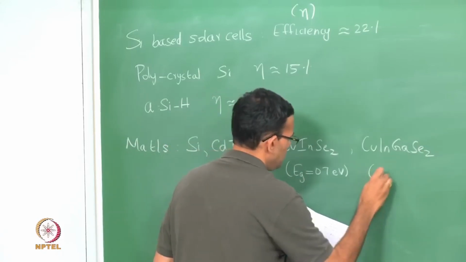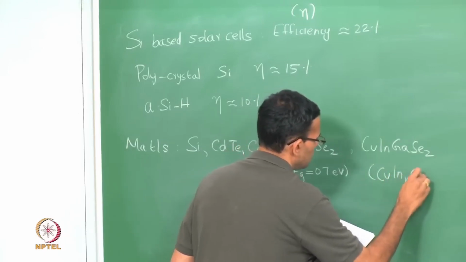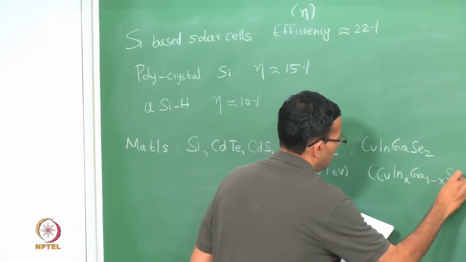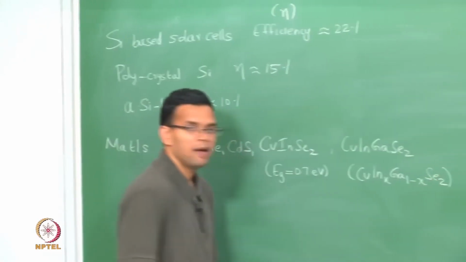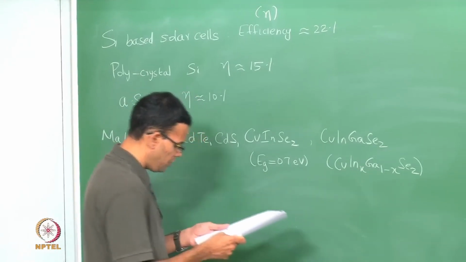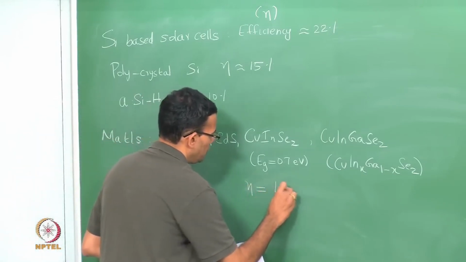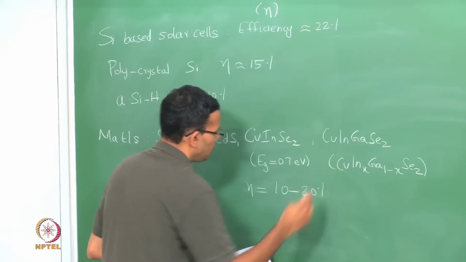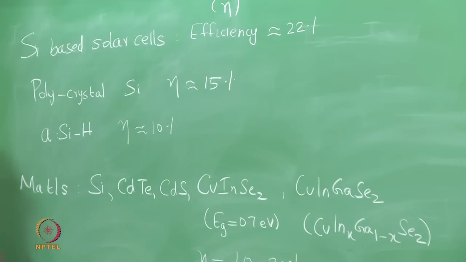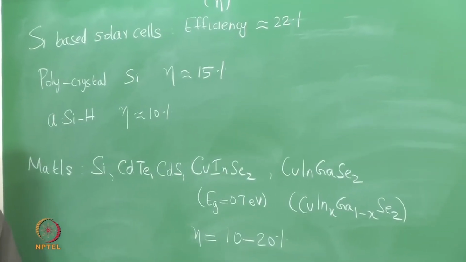So, it is usually written as Cu In(x) Ga(1 minus x) Se2. The band gap in this case depends upon the value of x. All of these have efficiency somewhere between 10 to 20%, depending upon the processing route which is used in order to make these devices, and also the quality of the films that are produced.